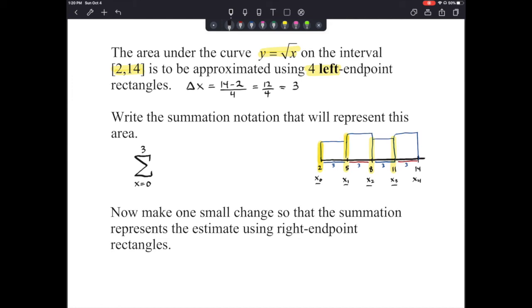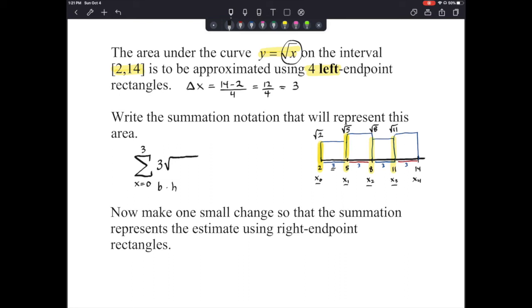And then if we were trying to figure out what the argument is going to be, remember each of these rectangles has a base of 3. So we're going to be doing 3 times the height, right? This is like base times height. Well, our heights are going to come from this expression. It's like we'd be doing the square root of 2. And then we'd be doing the square root of 5. We'd be doing the square root of 8 and the square root of 11. So we're going to be taking the square root of all those different values.